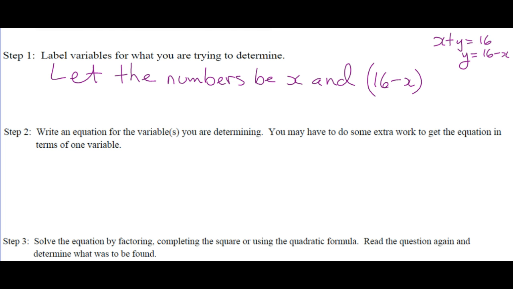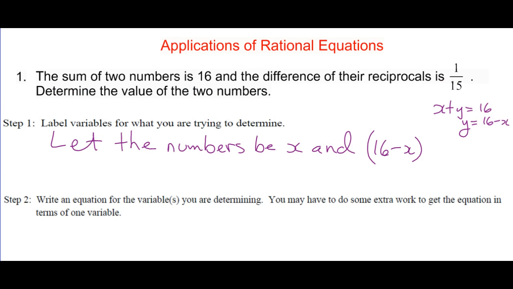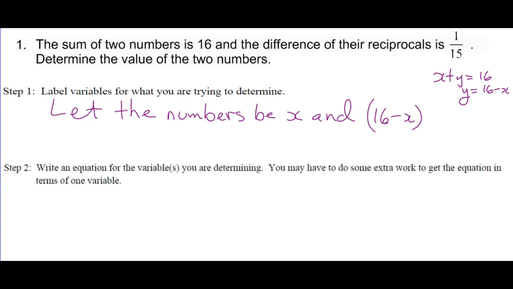Write an equation for the variable you're trying to determine. What do we know about these two numbers? We know the sum is 16, so we've used that already. And the difference of their reciprocals is 1/15. So how am I going to write that? 1 over x, the reciprocal of the first number, minus 1 over 16 minus x is equal to 1 over 15.